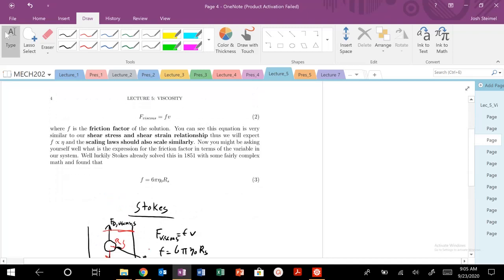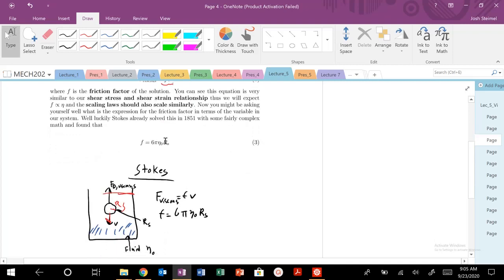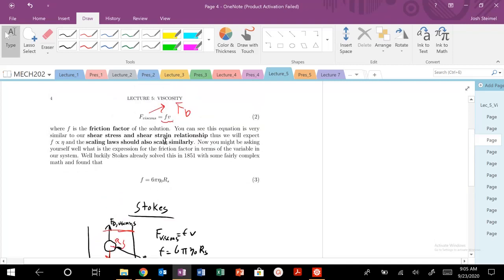So our viscous force that's pushing here, you'll see this as F viscous. You could also see this as our drag force; you'll see this more often. It's just going to be this friction factor f times the velocity of that falling sphere. So f is the friction factor of the solution. Again, this is very similar to our shear stress, right? We saw previously that our shear stress was our viscosity times our shear strain. This is basically like a velocity, and F viscous is like a force. Again, very similar kind of relationship here.